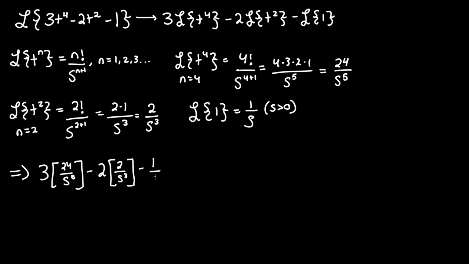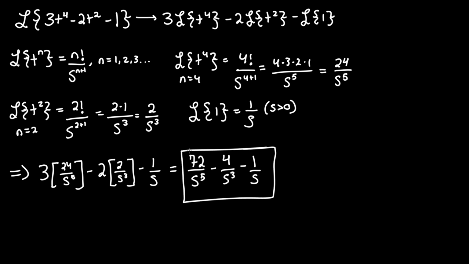minus 1 over s. Simplifying for our final answer, 3 times 24 is 72. So it's 72 over s to the fifth minus 2 times 2 is 4 over s cubed minus 1 over s. And that's our answer for this Laplace transform.